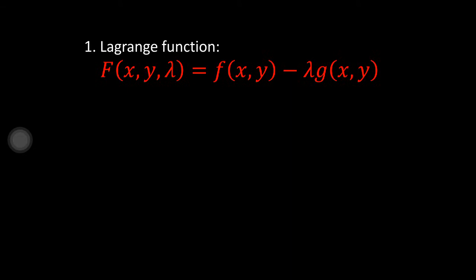So the first step is we're gonna form a new function called the Lagrange function, which is F of x, y, and lambda is equal to f of x and y minus lambda multiplied to g of x and y. The variable lambda is used as Lagrange multiplier to find the maxima and minima of a function.